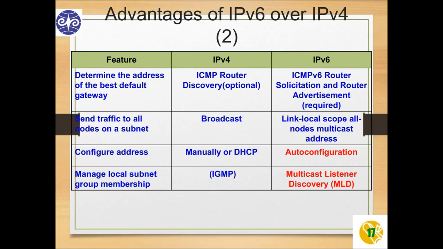The last feature is manage local subnet group members. In IPv4 we use Internet Group Management Protocol, and in IPv6 we use MLD, which is multicast listener discovery. These are protocols. IGMP is a protocol and MLD is also, which is used for the subnet group membership data transmission. So in this way we have completed our today's lecture.